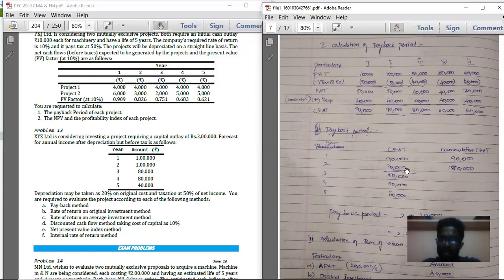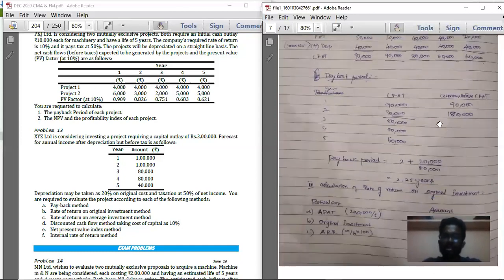So underline it. In respect of second year CFAT, just underline it. 2 years, and in between 2 years and the next year, there is some period that is called payback period. So underline up to the cumulative CFAT of second year. Now come down. Below that, payback period is equal to 2 plus, that is, we have already found that it is about 2 years.